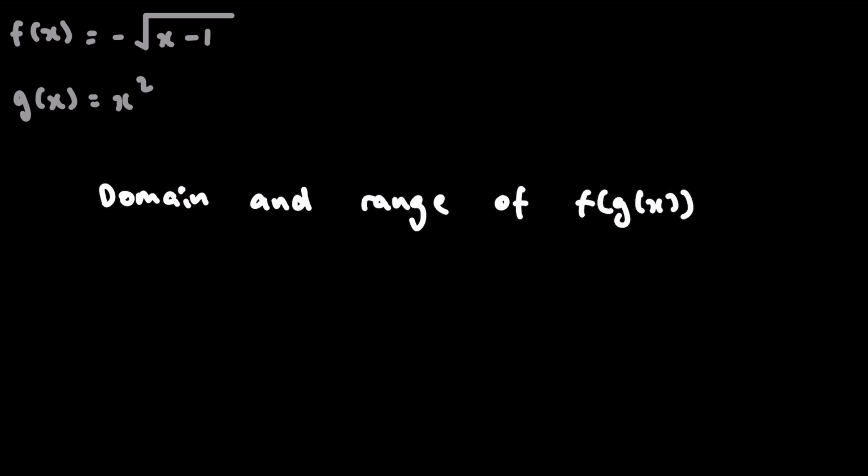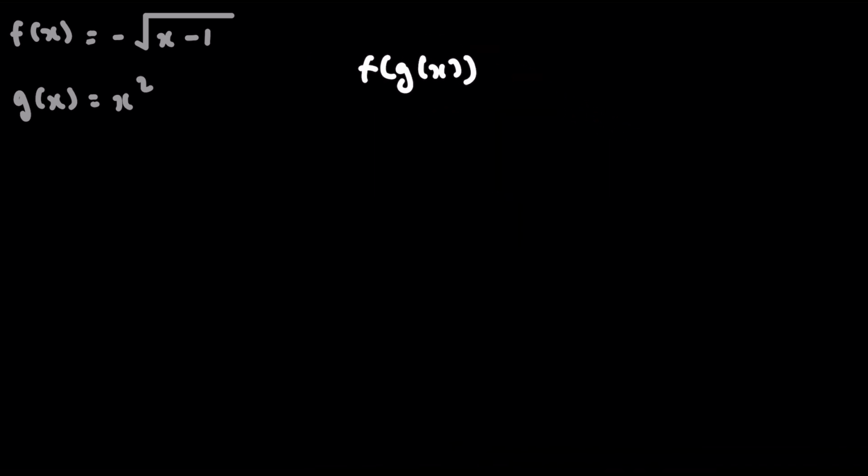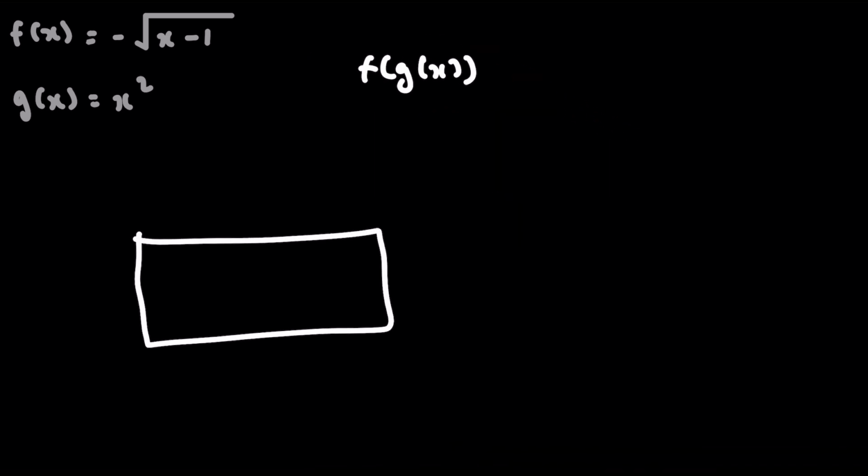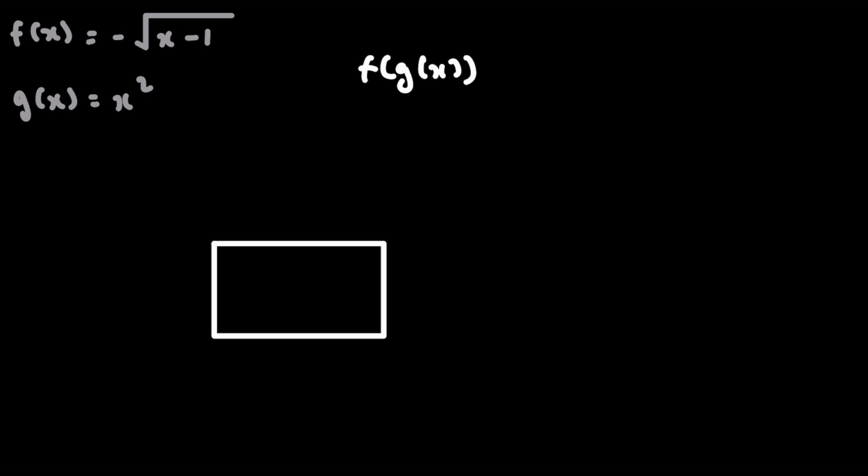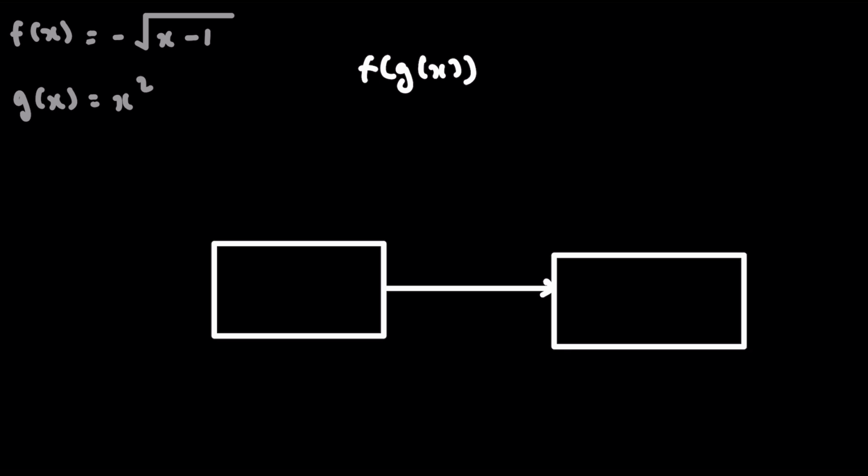Okay, so now let's go through this example. We know that in order to work out the domain and range of f of g of x, we're just going to draw two boxes. Those two boxes will have either f of x or g of x in them. The first box will always contain the second function, the inside function, because that's where all the numbers that we input go into first. And the second function is the outer function, or the output function.